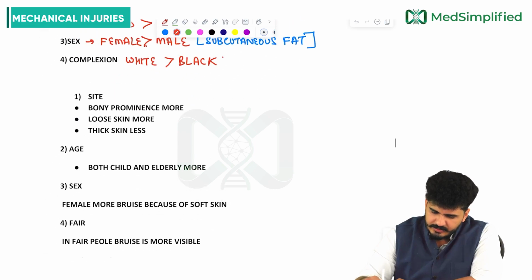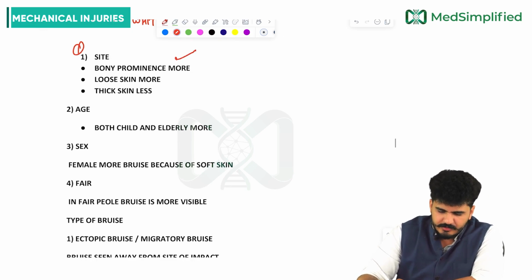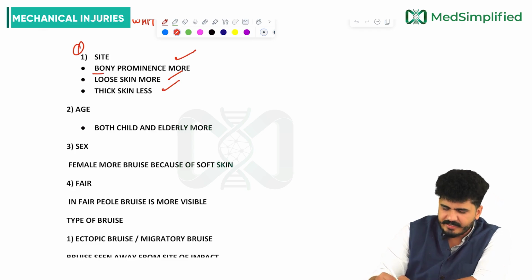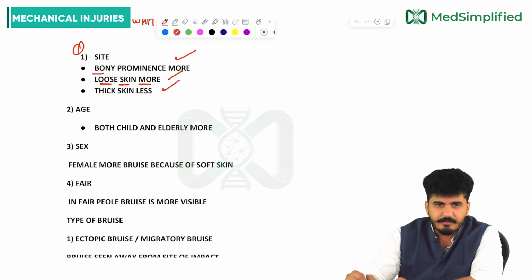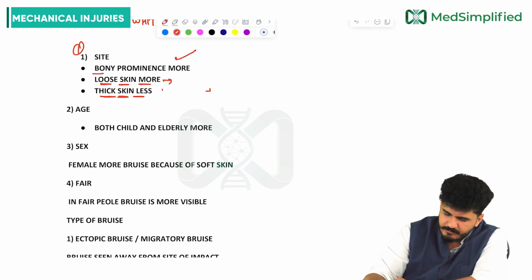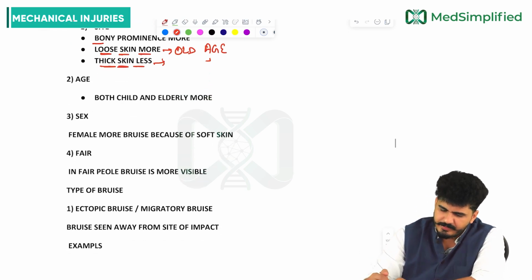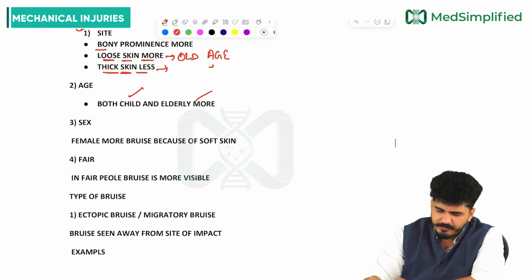Now coming to the site. Site, bony prominence is more, loose skin more, thick skin less. Other than the bony prominence we have studied, you need to add loose skin, which has more bruising as compared to the tight skin. Old age, loose skin more. Thick skin less, young people less. Age, both child and elderly more.